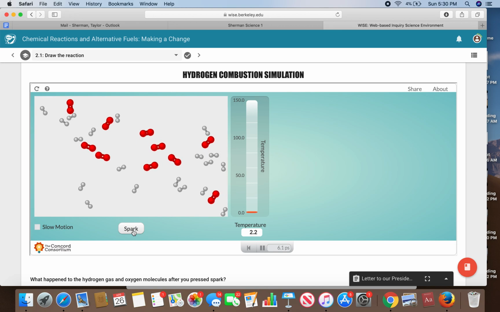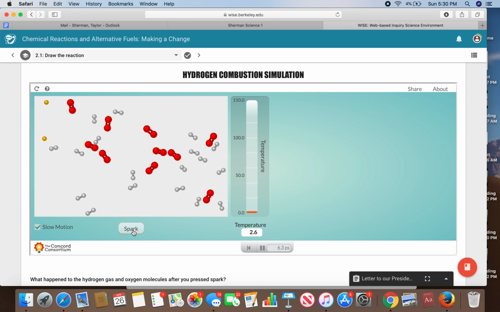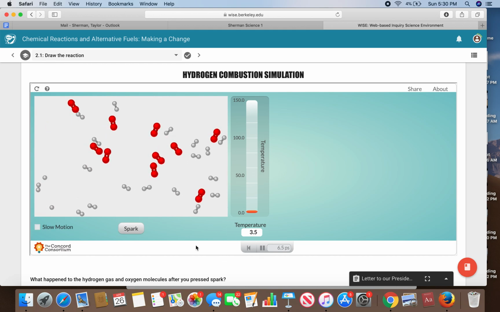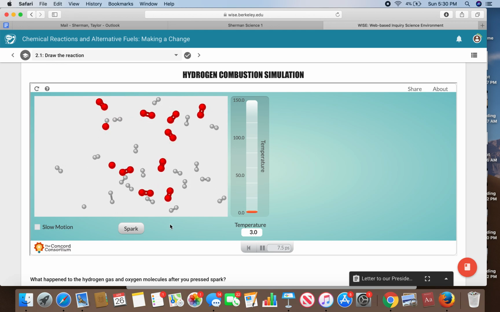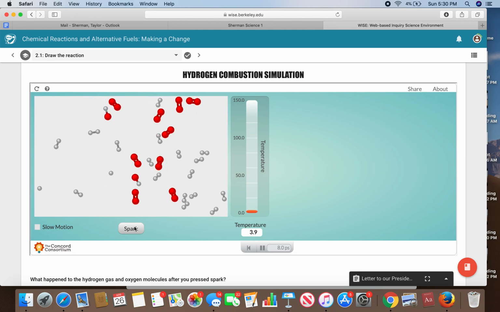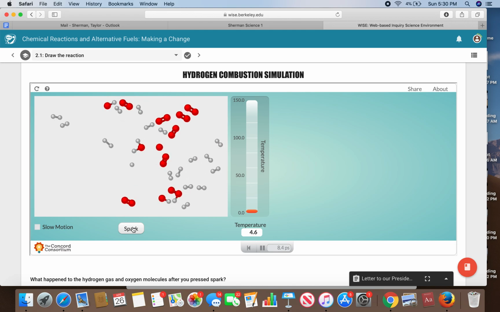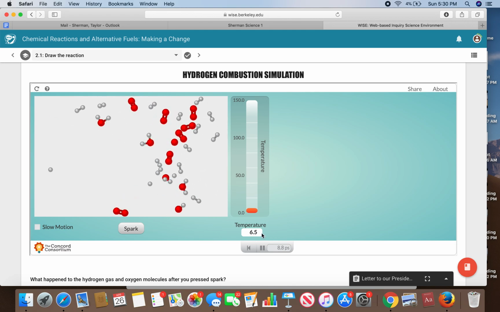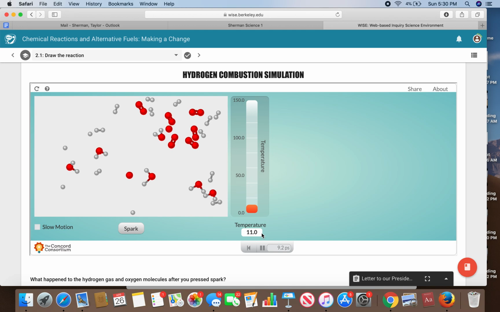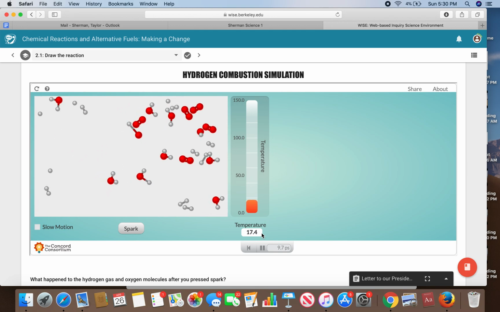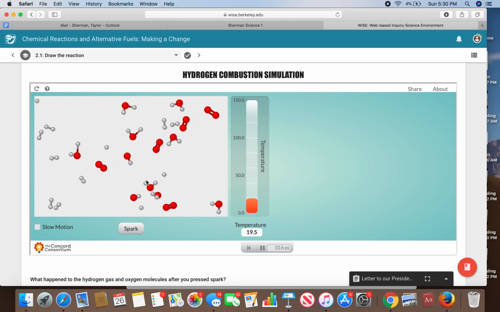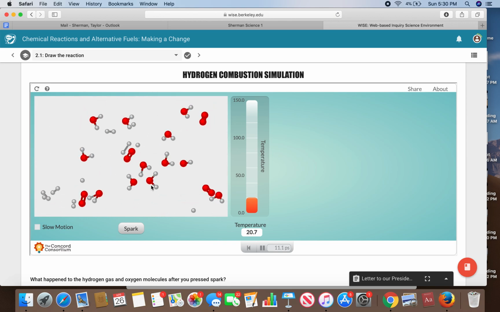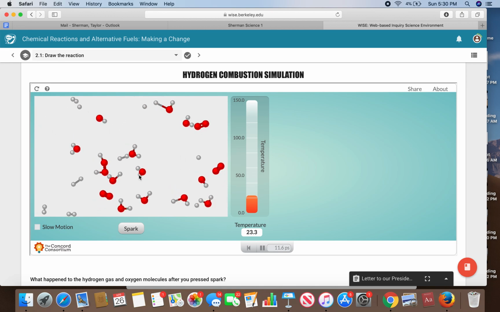But let's go ahead and initiate a spark. Let's see what happens. So we are in slow motion now. Okay. All right, so we see a little bit more movement happening. Our temperature is slightly increasing. It's increasing more rapidly now. We see more movement. We start to see some, if you look at here, these are going to be your water, right? So we see more water happening.